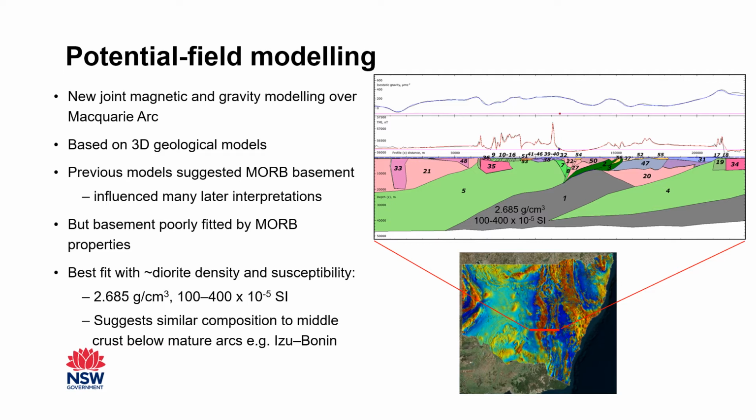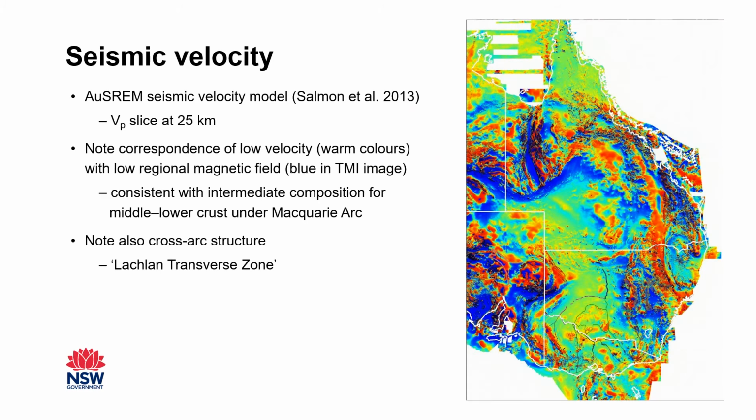The basement, in fact, is better fitted by properties more typical of an intermediate rock, density of 2.685 grams per cubic centimetre and susceptibility between about 100 and 400 by 10 to the minus 5. Similar compositions have been noted as characteristic of the middle crust below mature oceanic arcs, for example, the Izu-Bonin arc south of Japan. We can also examine the middle and lower crust by looking at P-wave velocity from the AusLAMP seismic model.